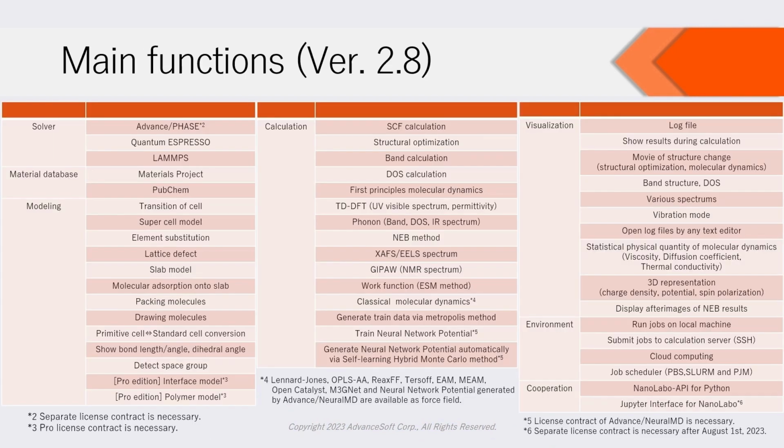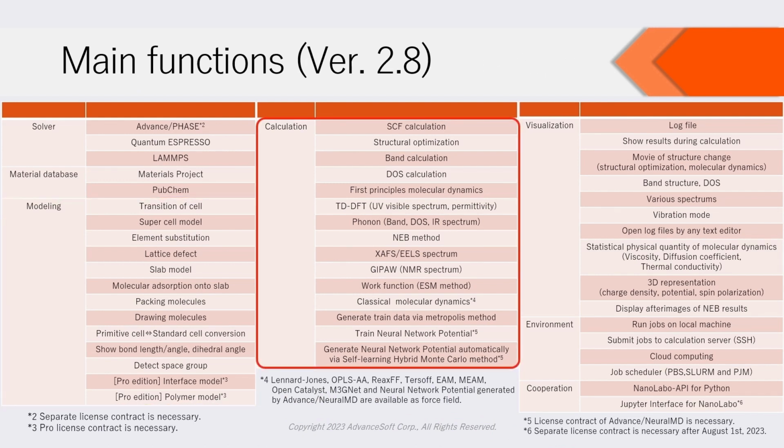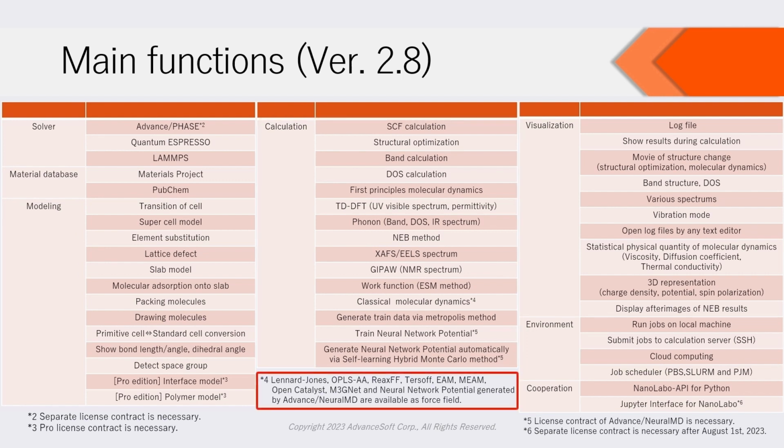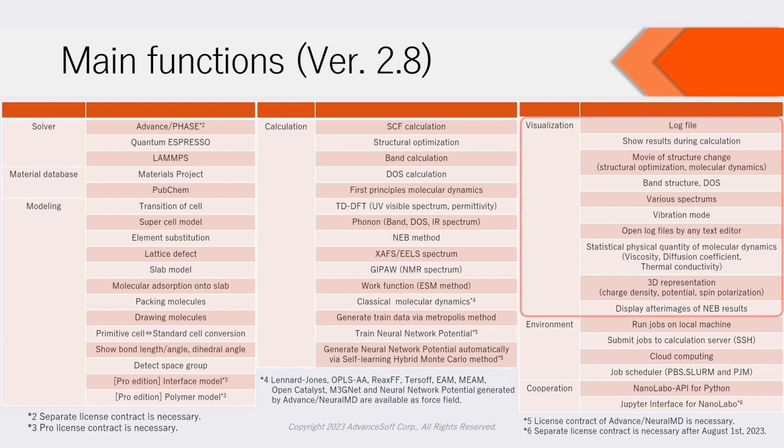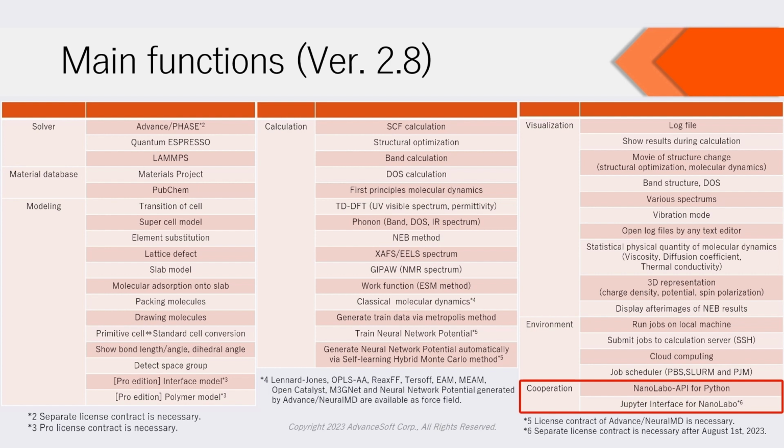We show the list of main functions of NanoLabo version 2.8 here. Various modeling functions and many calculation functions are available. For LAMMPS, you can use classical force fields, general force fields such as Open Catalyst and M3GNet, and neural network potentials trained by Advanced NeuralMD as force field. Furthermore, visualization functions, job submit functions, and cooperation functions with Python are available.